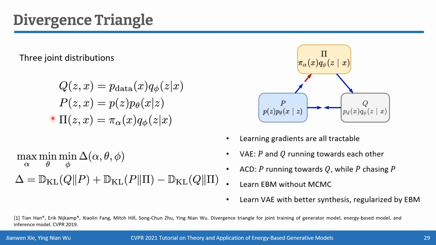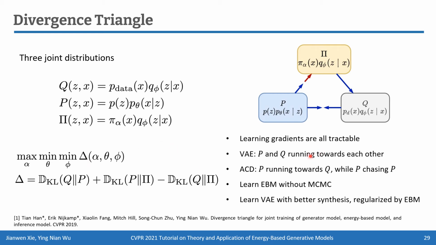Actually, you can also replace this by a so-called latent energy-based model that defines a density on both z and x. Now we have these three joint densities on z and x, and then we can define the following divergence triangle, which is in this form, and then we either max or min over those three parameters. So this enables us to learn all these models simultaneously without MCMC.